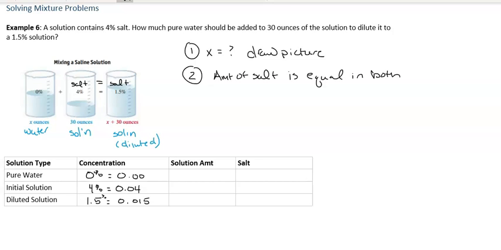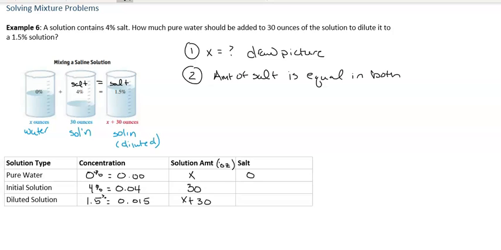All right. Our solution amount, and this is going to be in ounces. Okay. The solution amount in ounces is going to be X for the pure water. That's the thing we don't know. And the initial solution is 30. So think about what the solution amount for the diluted is. We just wrote it up here, and that is X plus 30. All right, so then the salt in the first one is 0. All right, there's no salt in the first one. In the initial solution, it's going to be the same in these 2, but we've got to figure out from what we're given how to set them equal to each other.